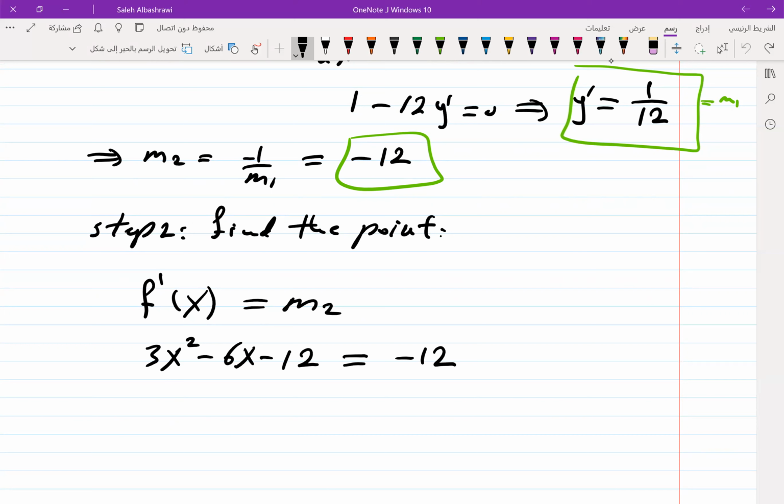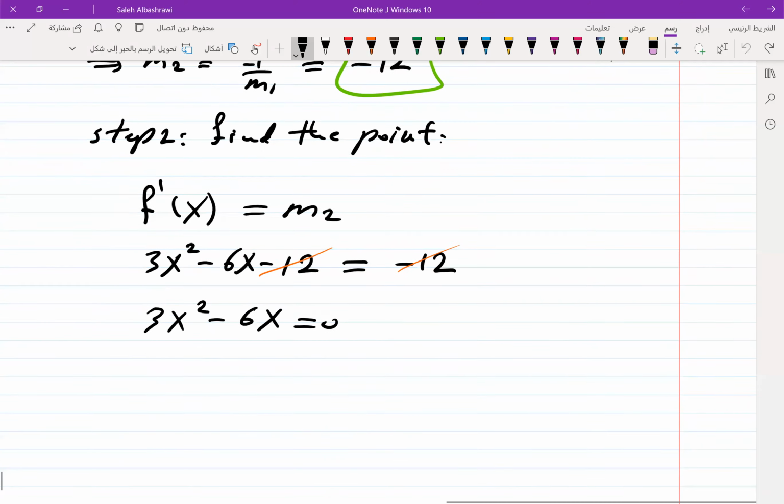3x squared minus 6x minus 12 equal to minus 12. I have an equation. I need to solve it. And it is very clear that this minus 12 will cancel this one. I will have 3x squared minus 6x equal to 0.